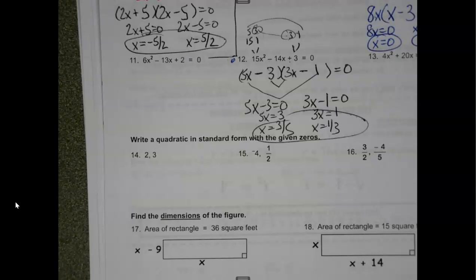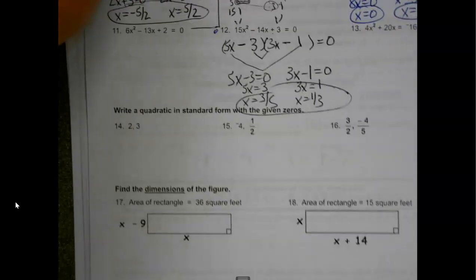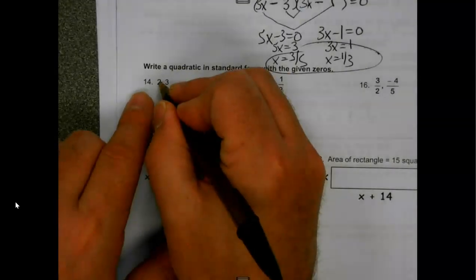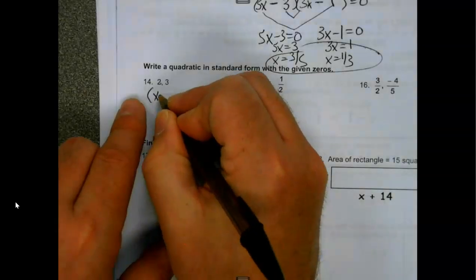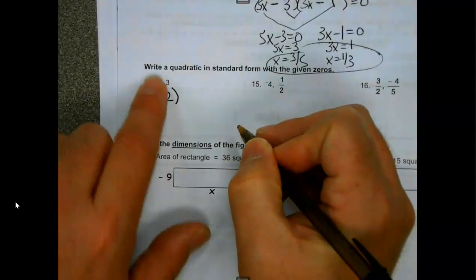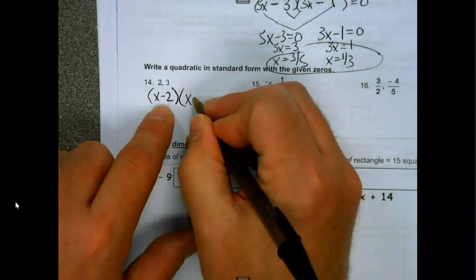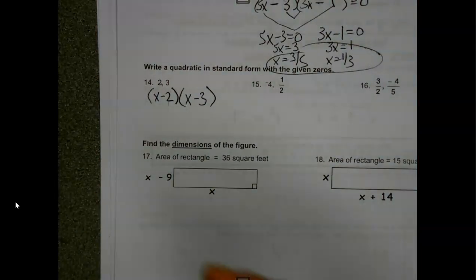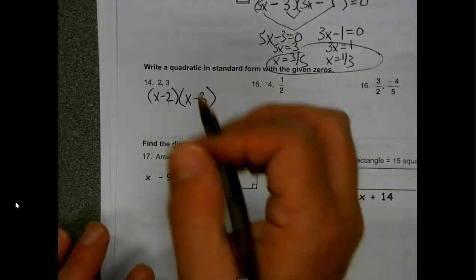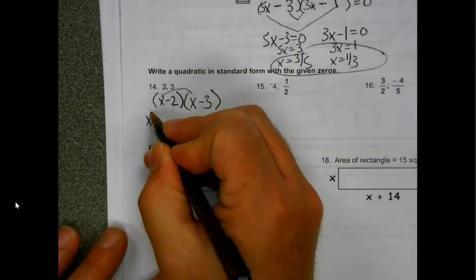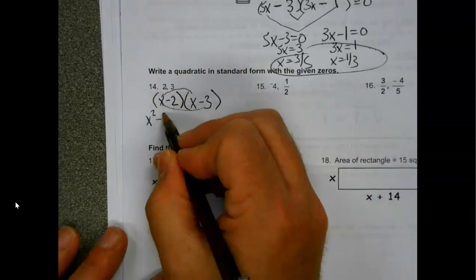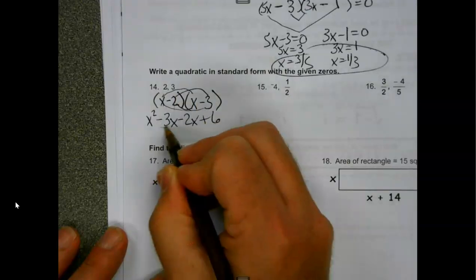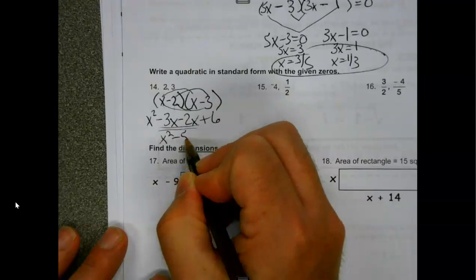We chatted about these before. Write a quadratic in standard form with the given zeros. We're going to work backwards. So these are the ones where we took the answer and we put it with x and changed the sign. Positive 2 becomes negative. Positive 3 becomes negative. And now I'm just going to FOIL this out and I'll have the quadratic back. So change signs up there. Now we're going to FOIL. And we're going to combine those like terms in the middle.